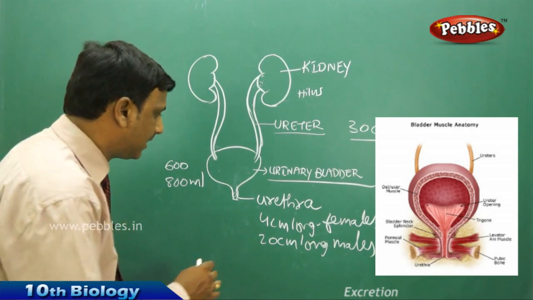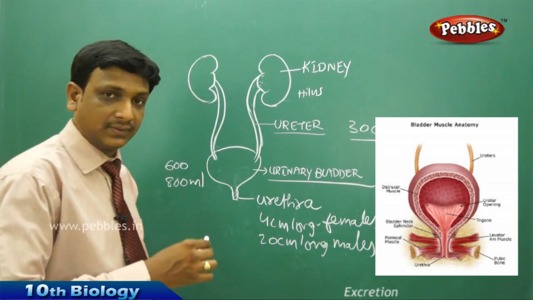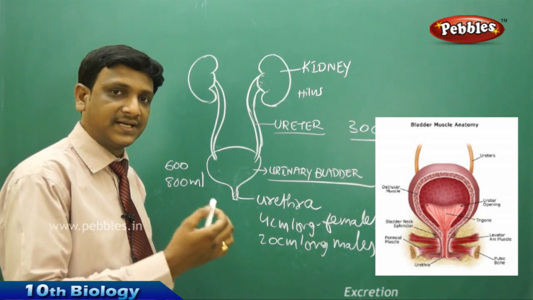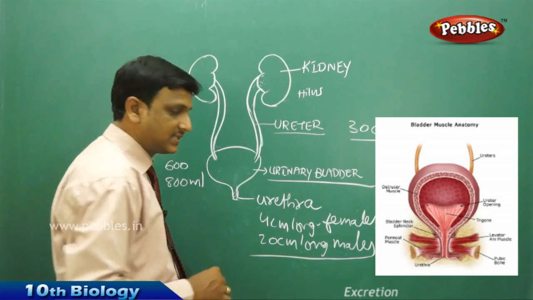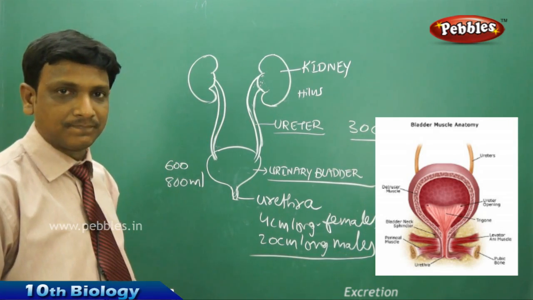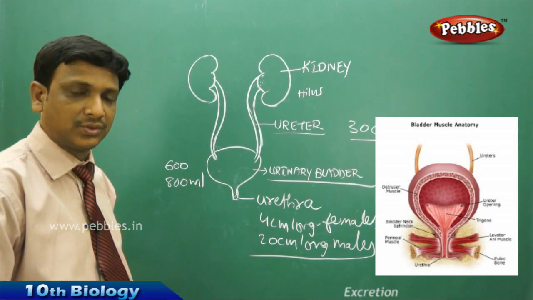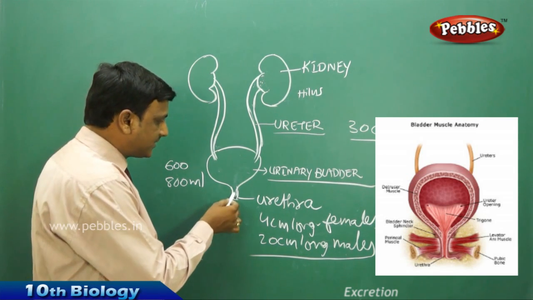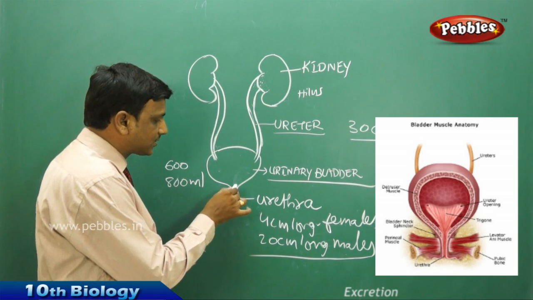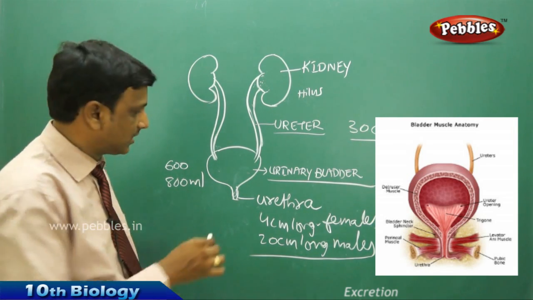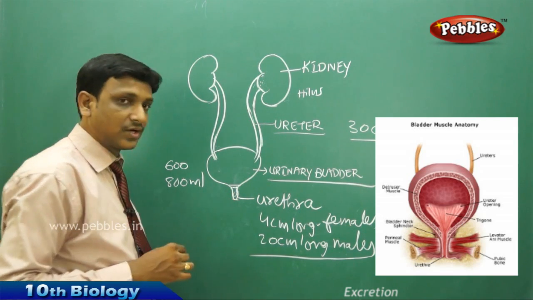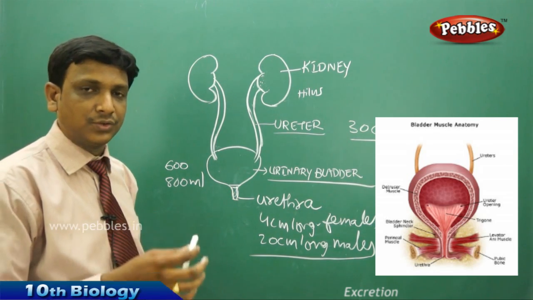In females, the urethra and the genital ducts are separate, whereas in males, the genital and urinary duct is the same. So the urethra passes through that common duct. The urethra is controlled by two sets of circular muscles called sphincters. These two sets of circular muscles control the flow, not allowing the urine to flow down.